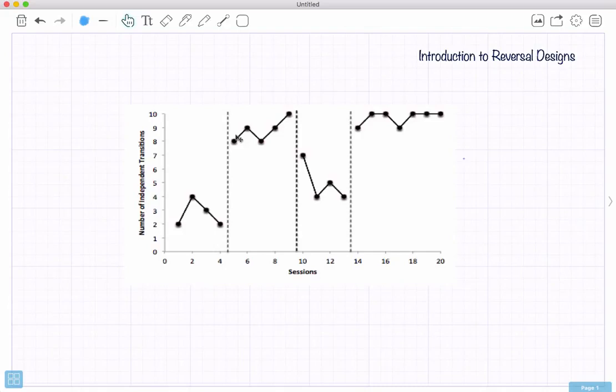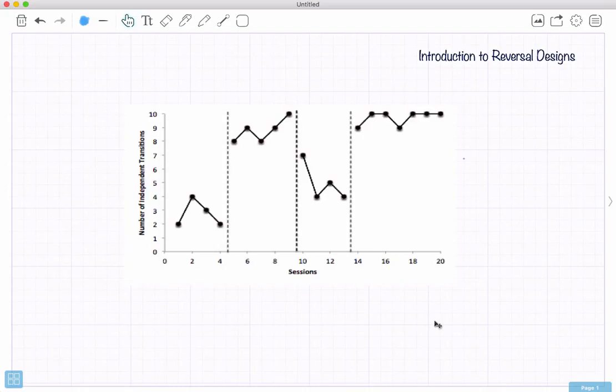The next thing in order to meet design standards would be that it's measured systematically over time by more than one assessor. And certainly we can't tell in this. We'd have to read the research study in order to determine whether or not this had more than one assessor measuring over time. But we do know that it's measured over time because these sessions reflect a period of time. Okay, starting with session 1 across to session 20, that was a period of time that passed.